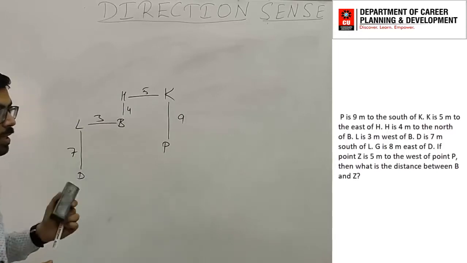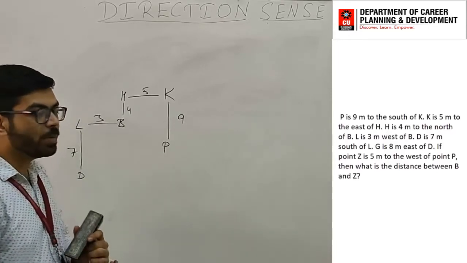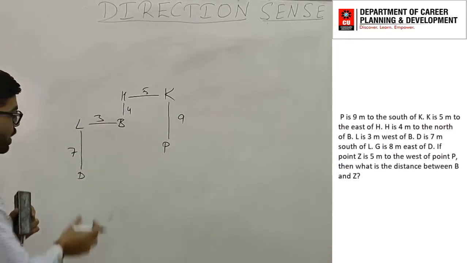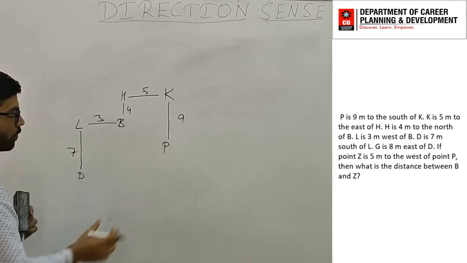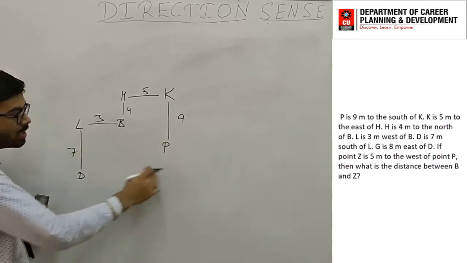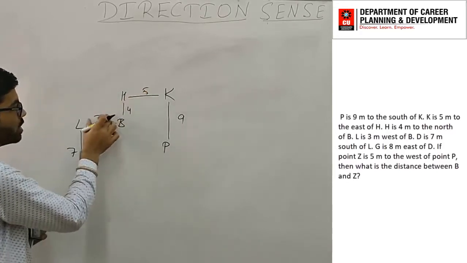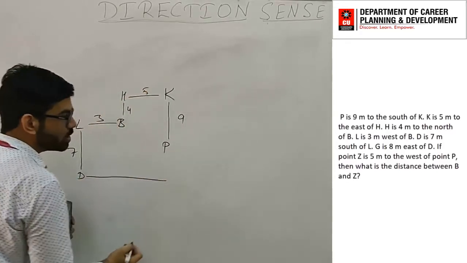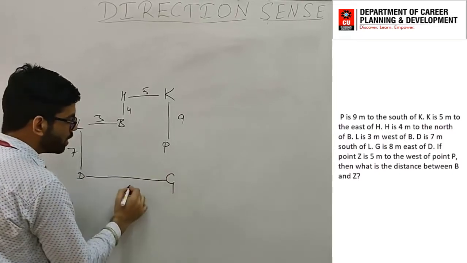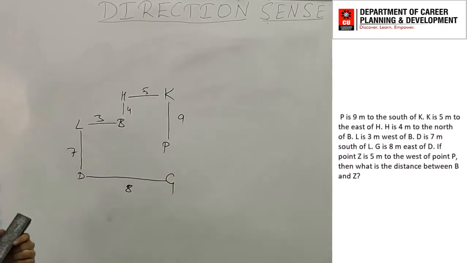Next move to the next line. Next line says that G is 8 meter to the east of D. G is 8 meter to the east of D. So D's east direction is in this part and distance is 8 meters. So 8 meters is here, 5 is here, 3 is here. That means the distance will be like this one and this one is your G. This one is your 8 meter distance.